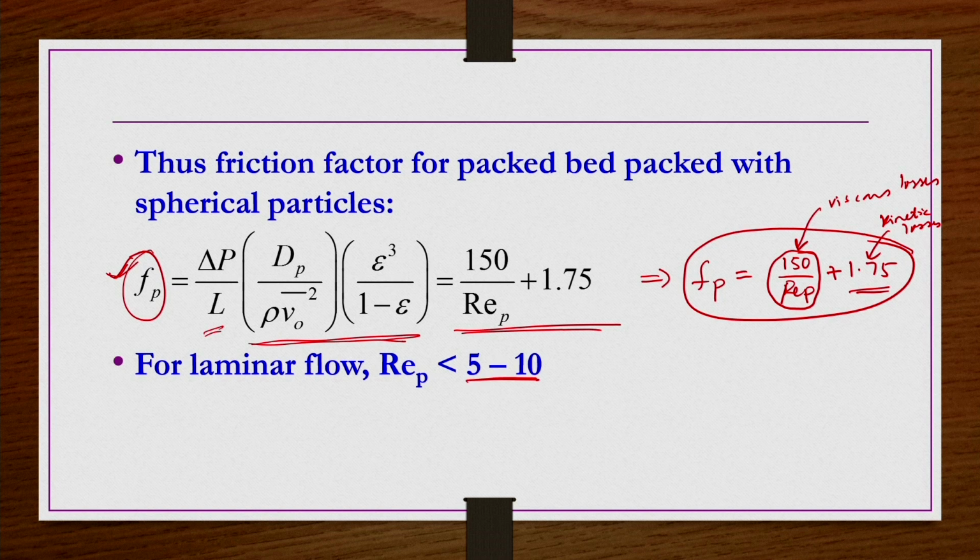For REP 5 to 10 it is going to be laminar flow, and under such conditions F can be directly taken as 150 by REP, not necessary to add 1.75. Even if it is added, that is going to have a very small difference. Similarly, for turbulent flow, when REP is greater than 2000, then FP is equal to 1.75 only, that is a constant value. So that is not going to change in general.